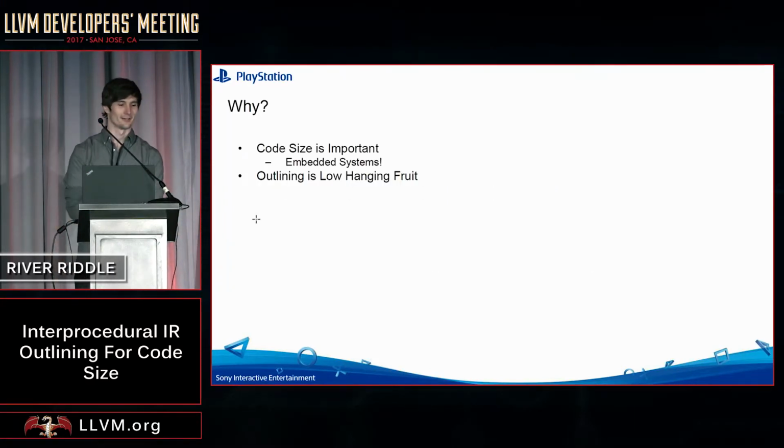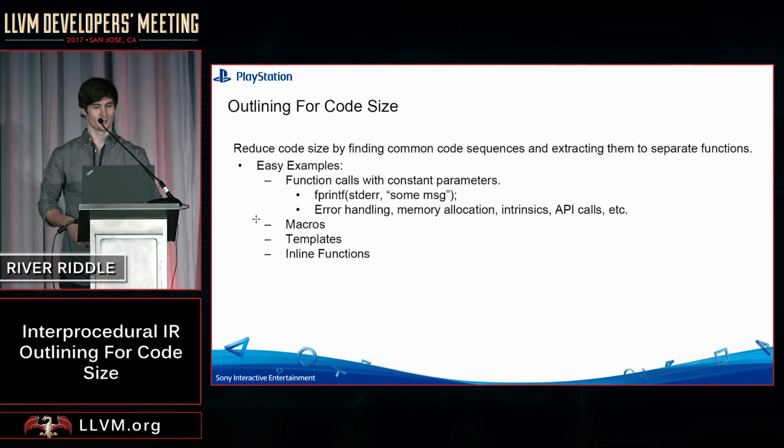So why am I talking about this? Well, first of all, code size is still extremely important. Hello, embedded systems. But also, outlining is kind of low-hanging fruit in LLVM. There's some support for it, but there are a lot of opportunities for what we might be able to accomplish.